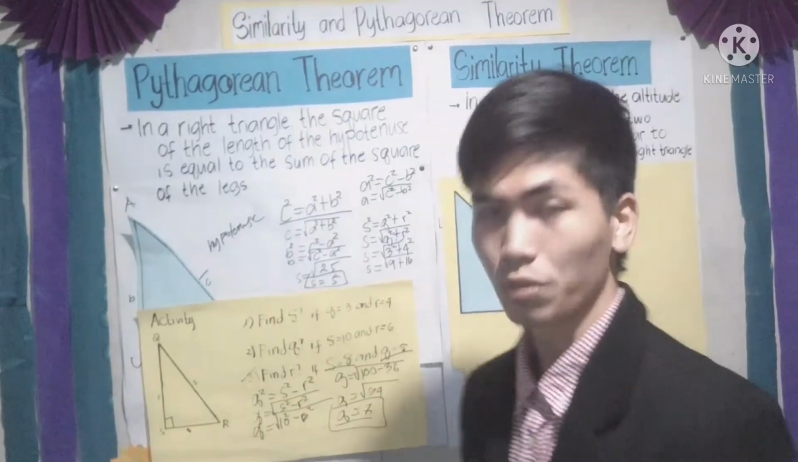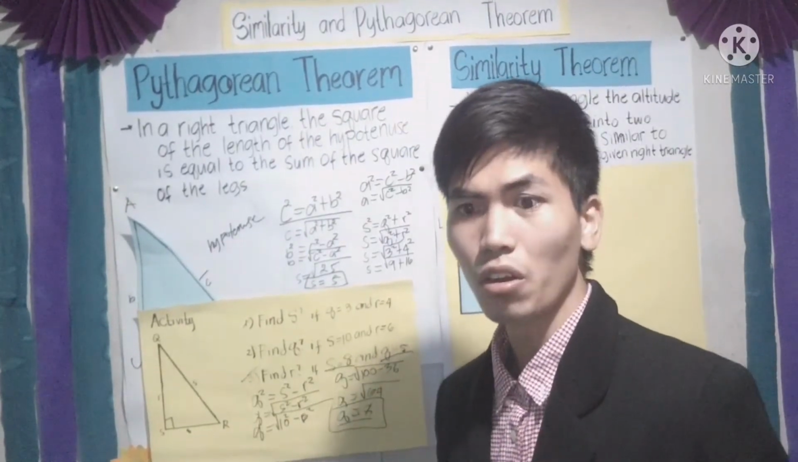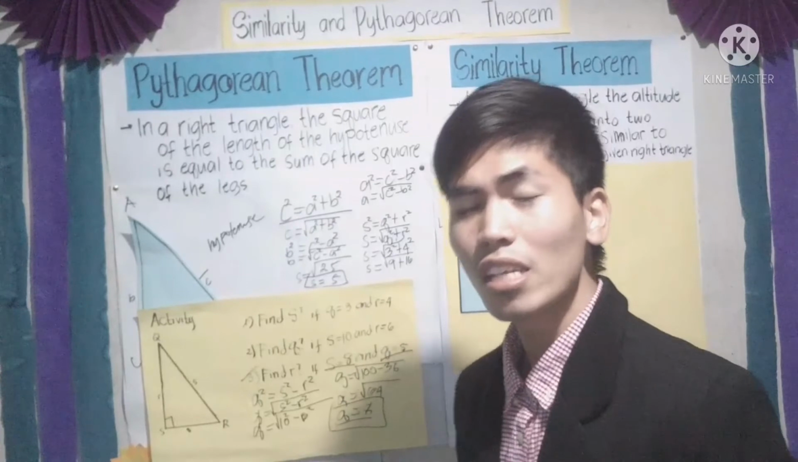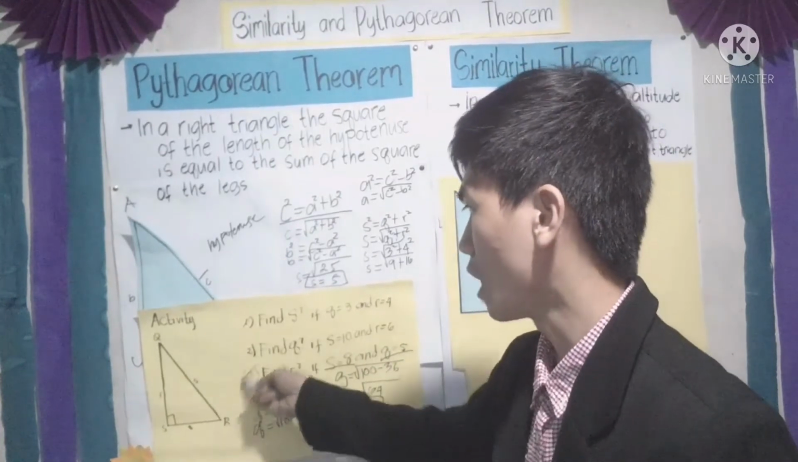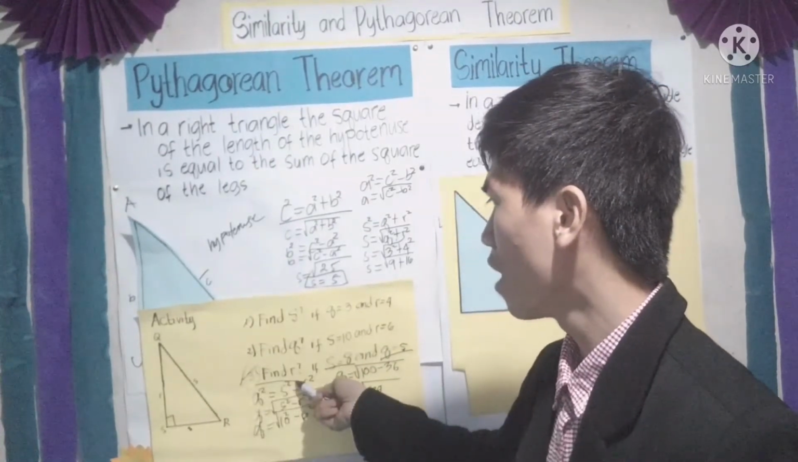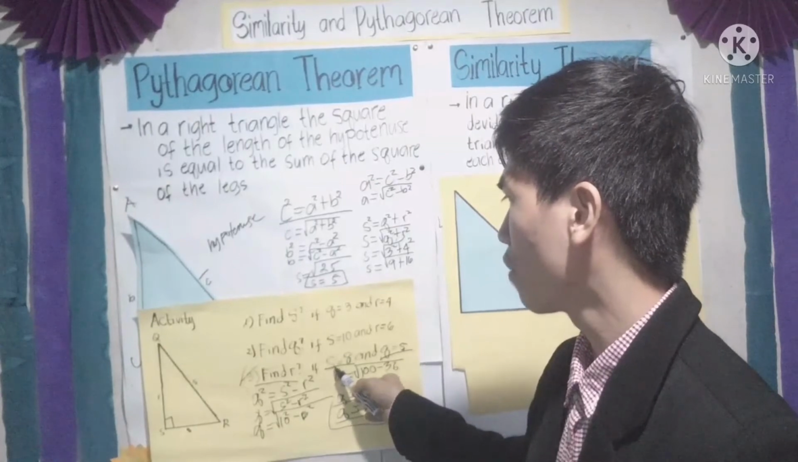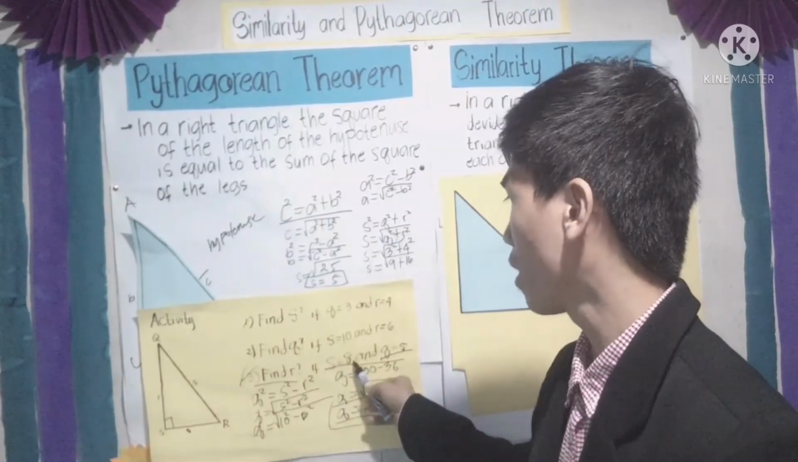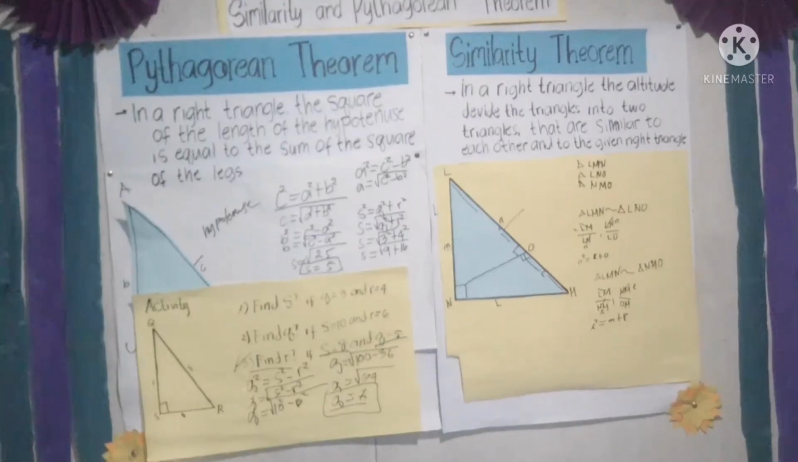Now, in your seat or in your position, try to solve number 3. Find r if s is equal to 8 and q is equal to.